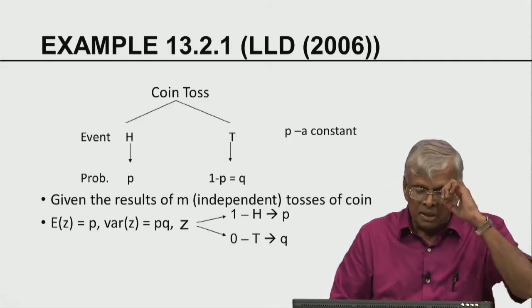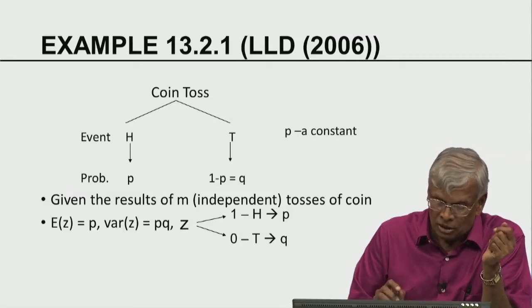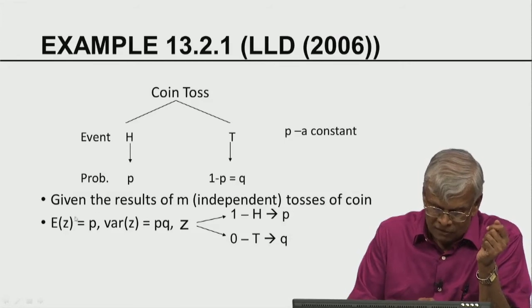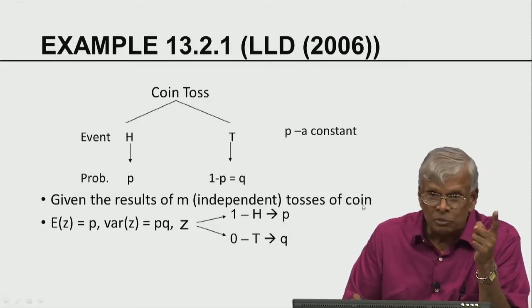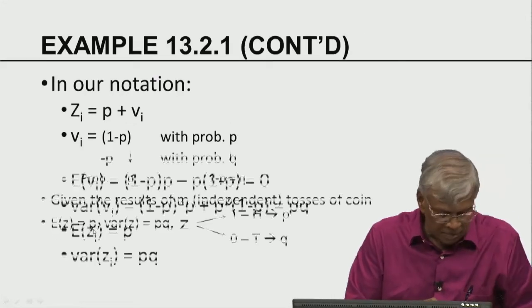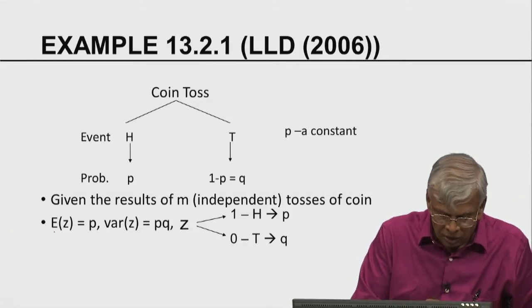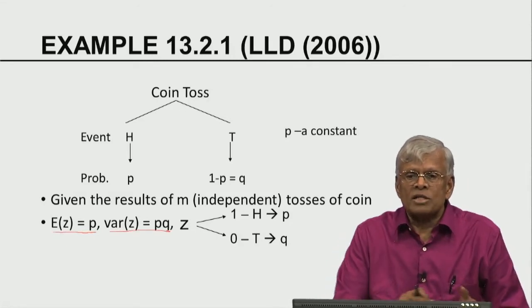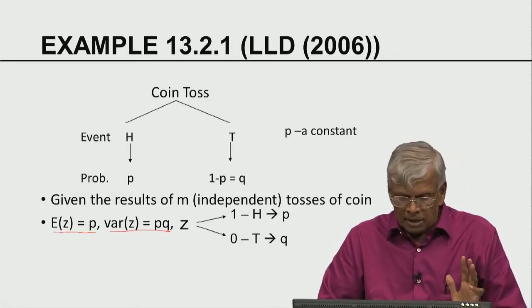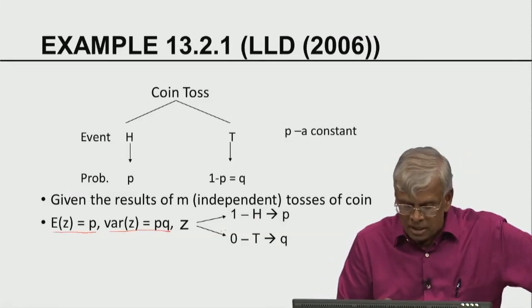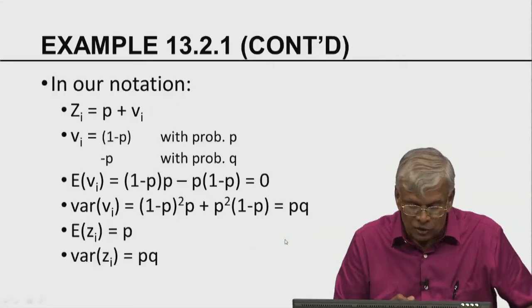Again, a coin tossing experiment. I'm going back to the coin tossing experiment. Events are head and tail, with probabilities p and q equals 1 minus p. Given the results of m independent tosses, I assumed m is 1000 in my illustration. E of z is p, variance of z is pq. You may ask where these results come from. They come from the standard binomial distribution. Z takes the value 1 when it falls head, and the value 0 when it falls tail. So 1 with probability p, 0 with probability q.